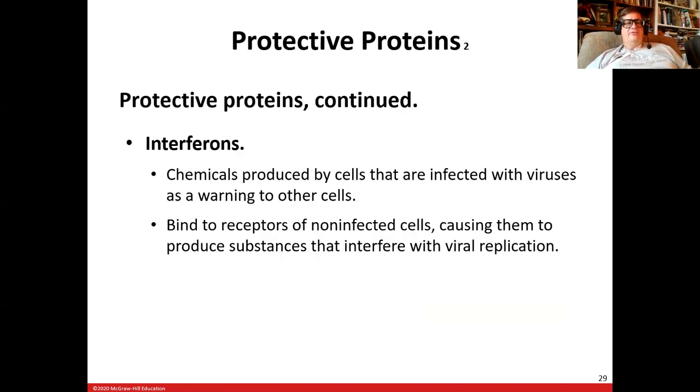Let's talk about interferons. Cells that are infected with viruses will send out an early warning system, like, hey, I'm infected, get yourself ready, be ready to fight. And those chemicals are called interferons. When they're detected by other cells that are not infected, those cells will make methods of fighting viruses.